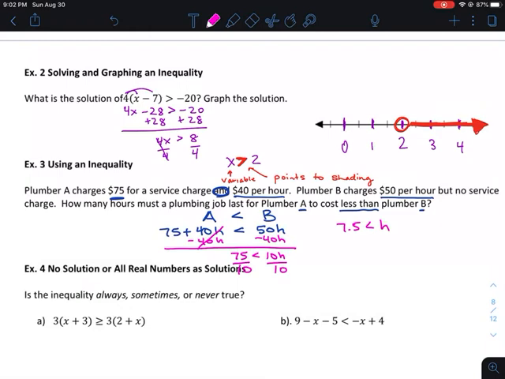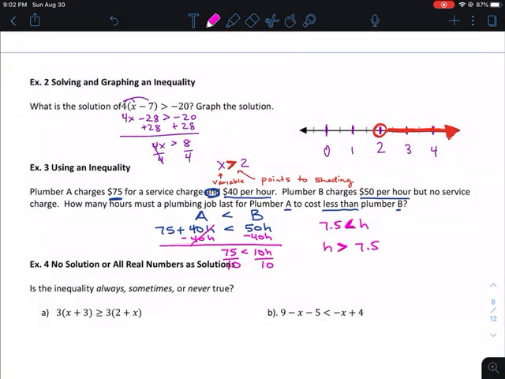What I like to do is flip that whole thing around so I can read it as H compares to 7.5. The alligator mouth is going after the H, so the alligator mouth goes after the H. And then sometimes it doesn't hurt to just write out some words. So it wants to know, how many hours must a plumbing job last for plumber A to cost less than plumber B.